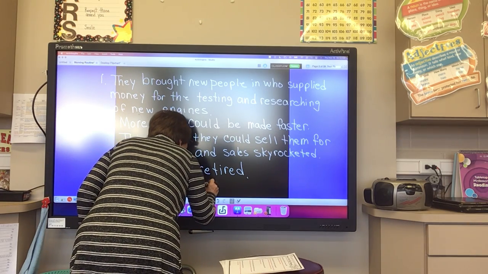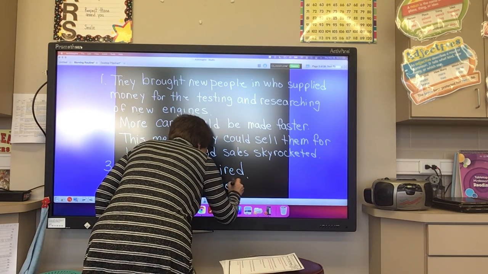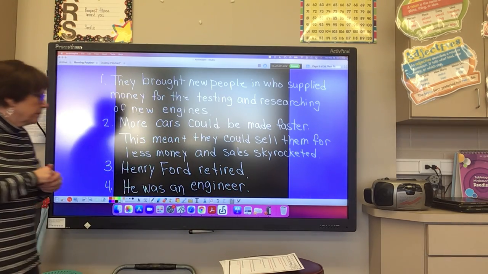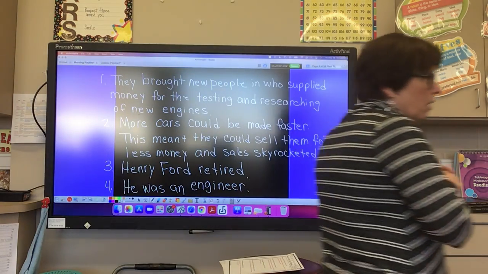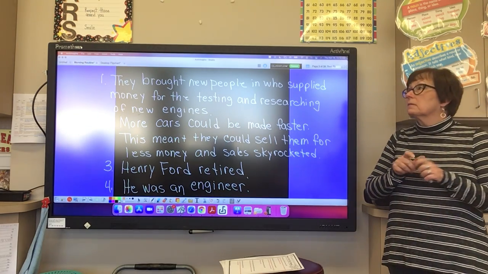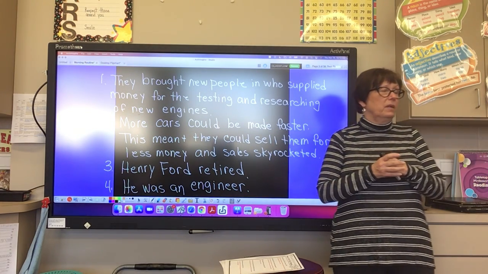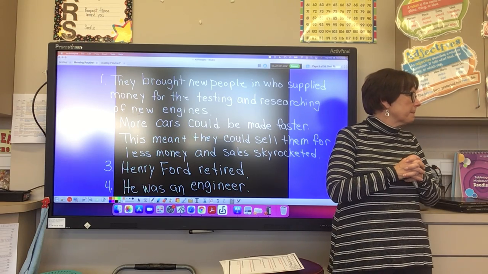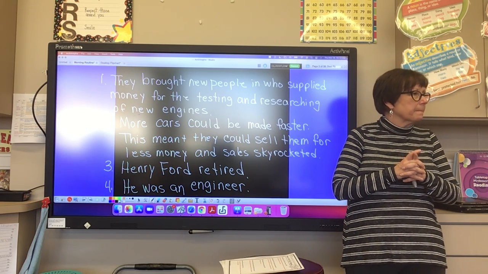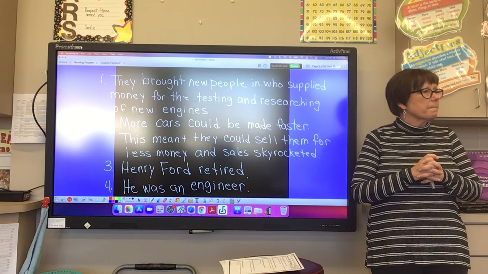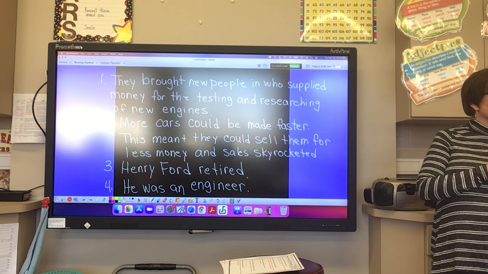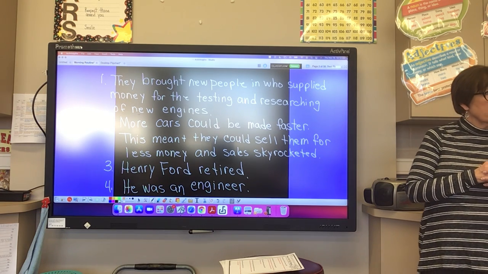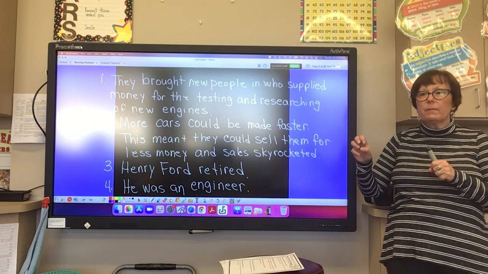Are we on number 3 or 4? We're on number 4. 3 was Henry Ford retired. It says number 4. He was an engineer. Boys and girls, a lot of engineers work for car companies. There's a lot of engineering that goes into making a car.